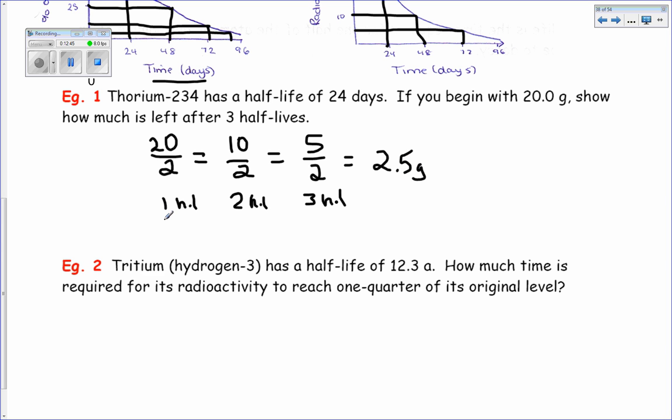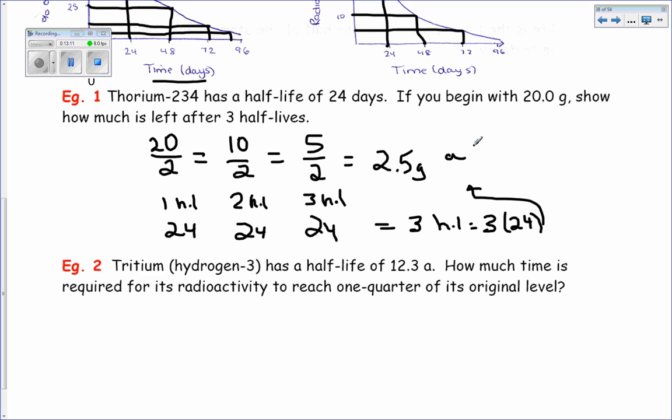And 3 half-lives, right, this is 24 days, plus another 24 days, plus another 24 days. So 3 half-lives equals 3 times 24. So 2.5 grams left after 72 days. Okay, so that's a rather simple calculation. Look at that one.